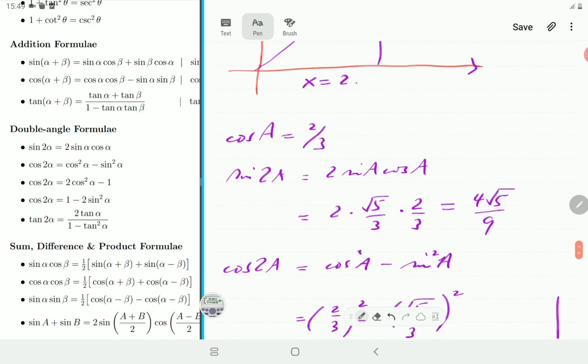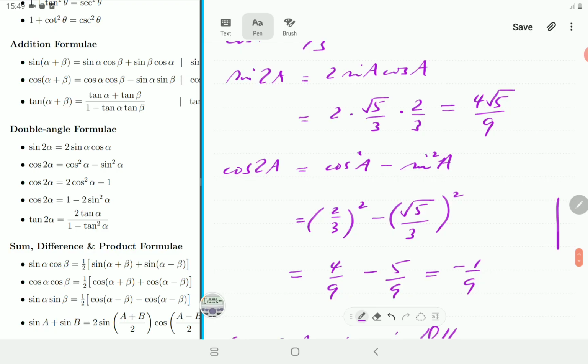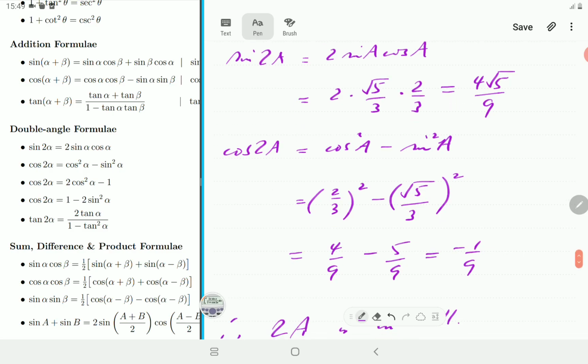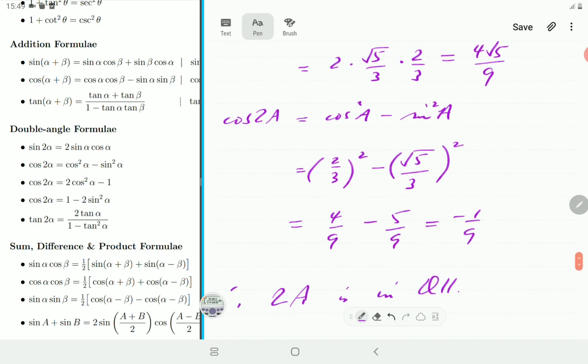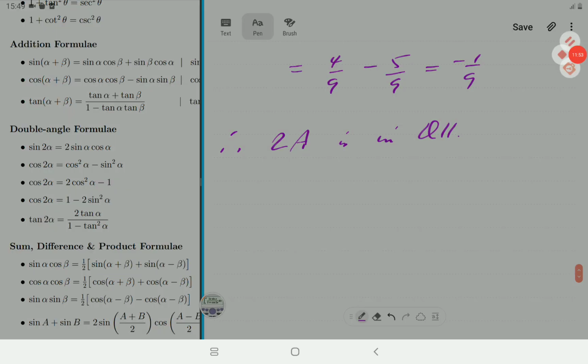Then sine 2A, using the double angle formula for sine, is going to be 4 root 5 over 9. And similarly, cosine 2A is going to be negative 1 over 9. So sine 2A is positive, cosine 2A is negative. So 2A can only be in quadrant number 2. Okay, so let's now look at the next question.